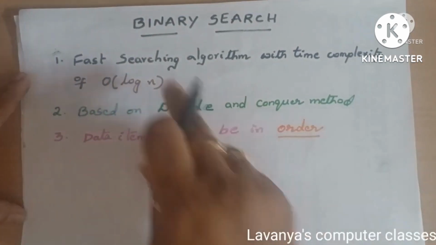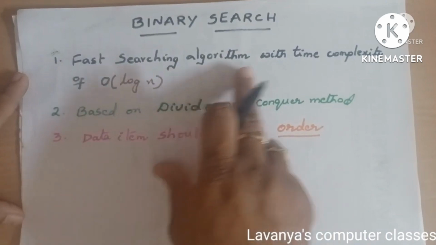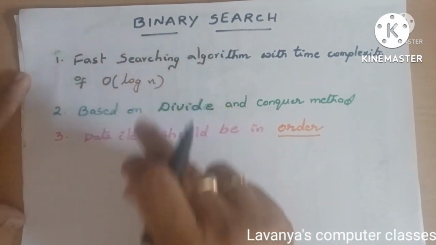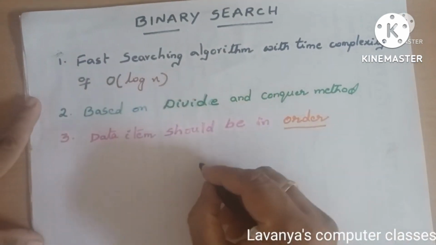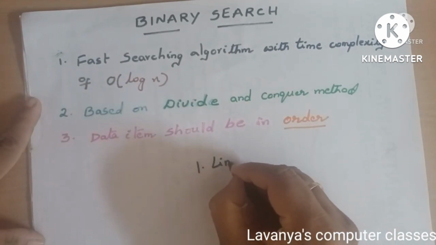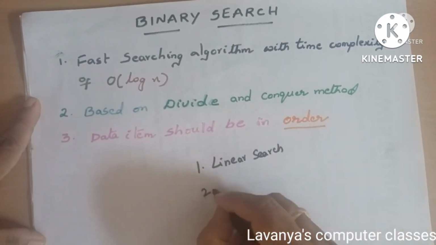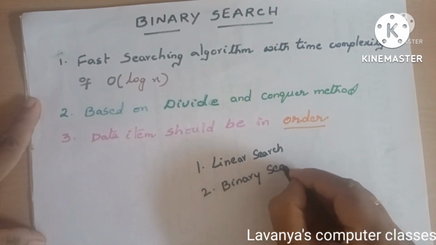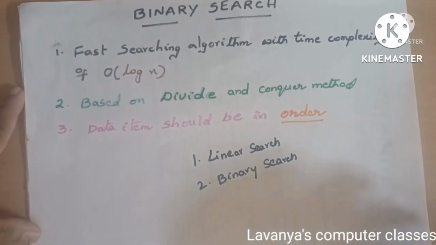So first, what is binary search? Binary search is a fast searching algorithm with time complexity of O of log n. There are two types of search algorithms here. One is linear search and the second one is binary search. Linear search is also known as sequential search. Linear search is also a good example of a searching technique.